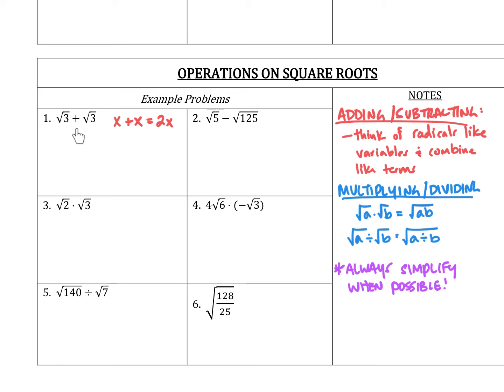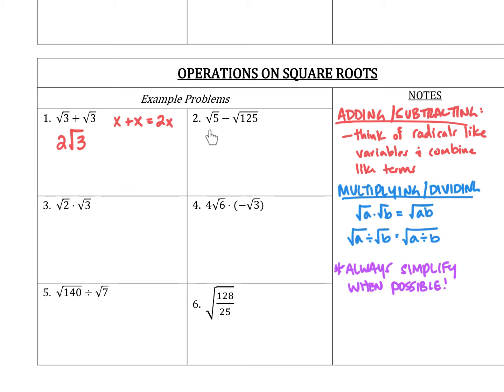Well, this square root 3 is kind of like an x, right? I don't know exactly what the value of square root 3 is. I could type it in my calculator and it would tell me an approximation, but just off the top of my head, I don't know what the square root of 3 is. But I know that if I take a square root of 3 and then add another square root of 3, I'm going to have 2 square roots of 3. Just like if I do x plus x, I have 2x's. If I do square root 3 plus square root 3, then I have 2 square roots of 3. And that's what we're going to write as the simplified version of square root 3 plus square root 3.